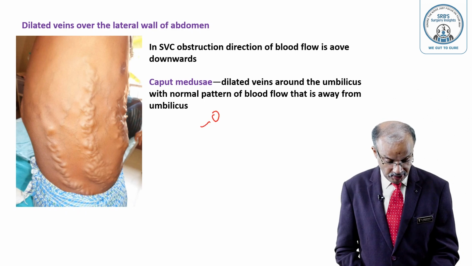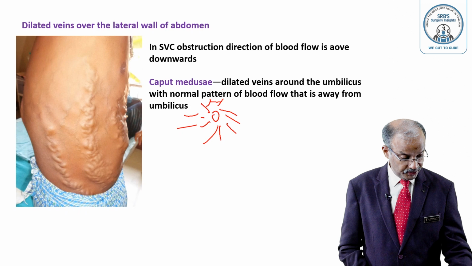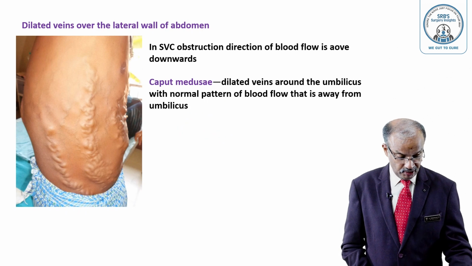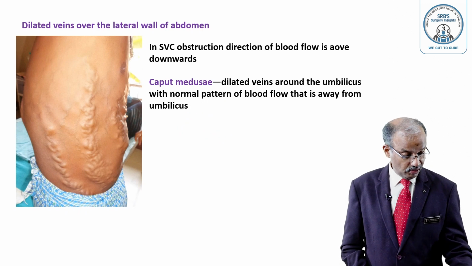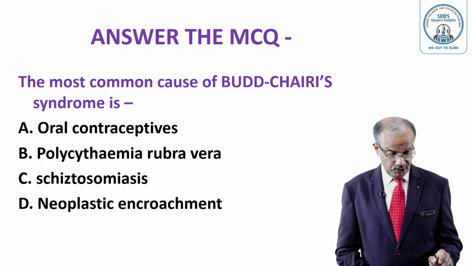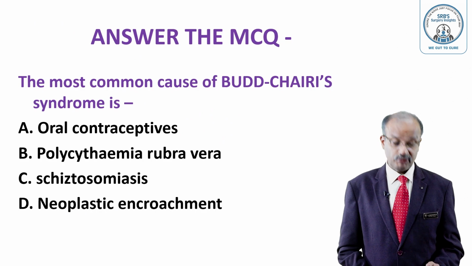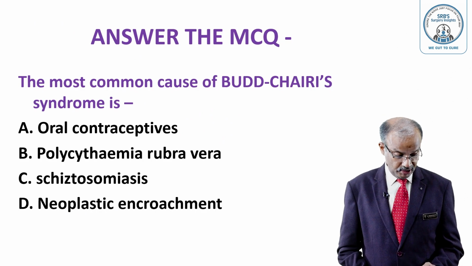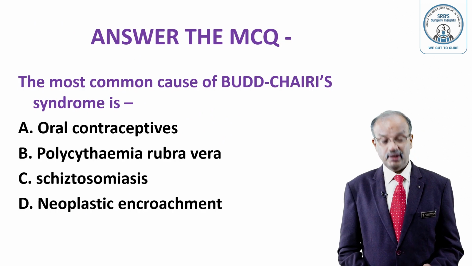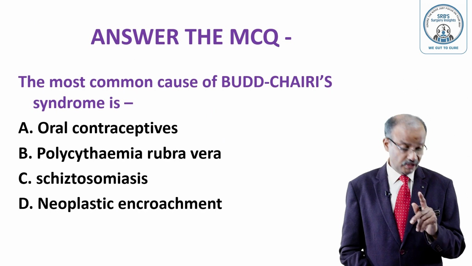If it is around the umbilicus like this, this is a very typical caput medusae. It is typically seen in portal hypertension. So there is another thing you have to look for, which is not a feature of obstruction of either IVC or SVC. So answer this MCQ: the most common cause of Budd-Chiari syndrome is A, oral contraceptives, B, polycythemia rubra, C, schistosomiasis, D, neoplastic encroachment. So students, put your answer in the comment box. I will get back to you with the answer later.